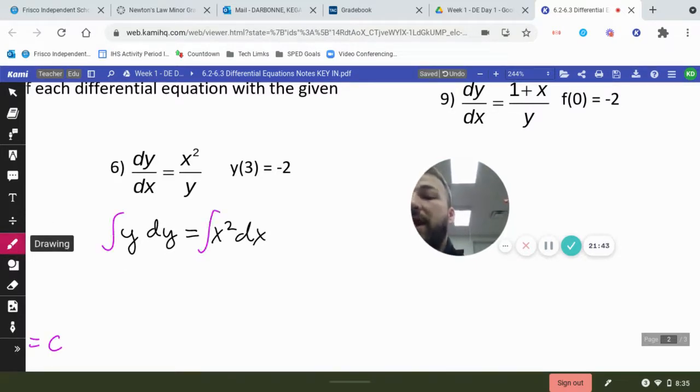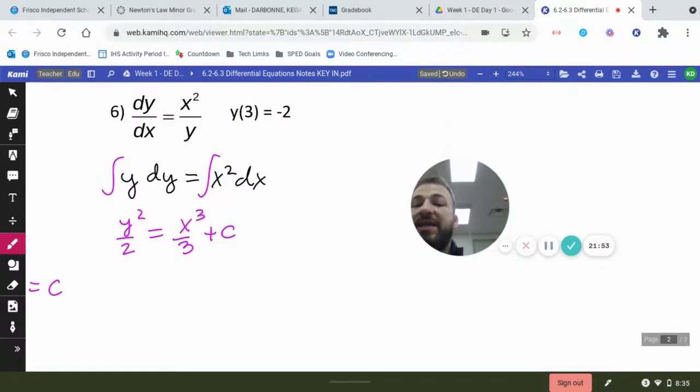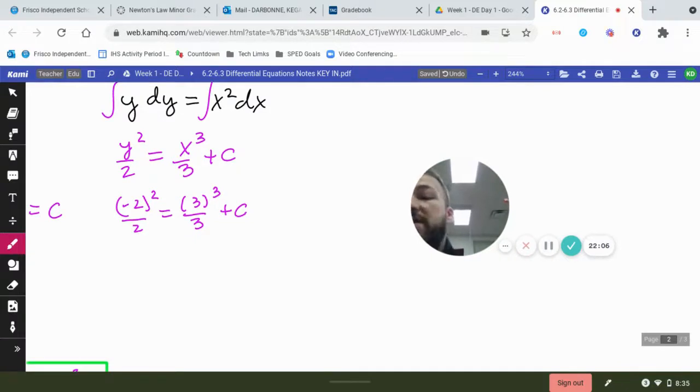So integrate, integrate. This becomes y squared over 2 is equal to x to the 3rd over 3, and then, of course, plus c. Now, once again, I like to plug in for my c immediately. So -2 squared over 2 is equal to 3 cubed over 3 plus c. From here, -2 squared is 4 over 2 is equal to 3 cubed is 27 over 3 plus c. So 2 is equal to 9 plus c, which means -7 is equal to c.